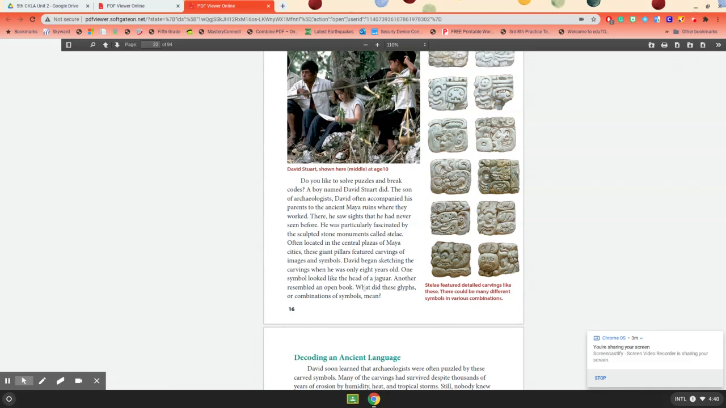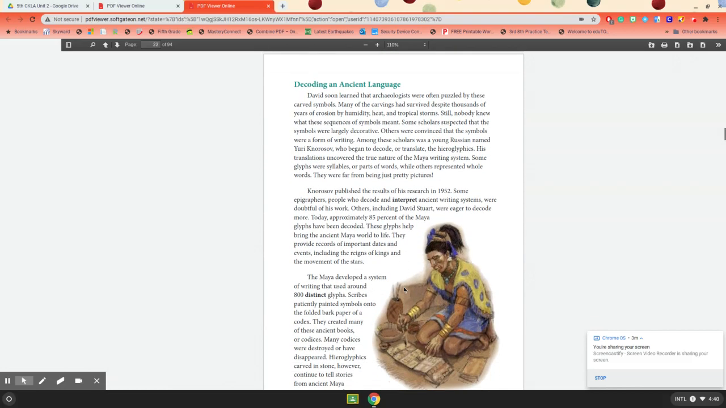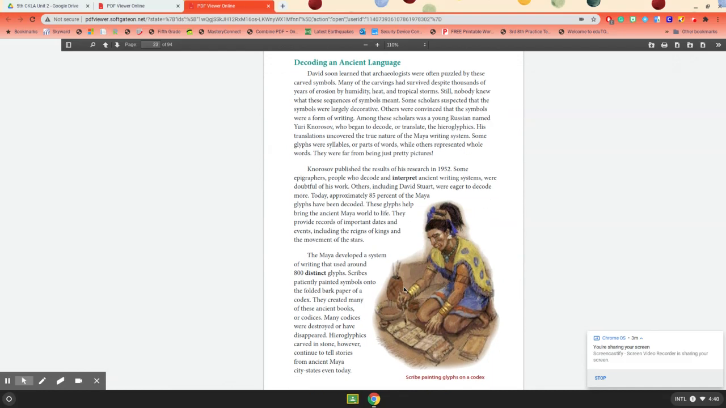Now, right here it says, what do those glyphs mean? Now, the word glyphs is a combination of symbols. You can decode it to make something. All right, now, decoding an ancient language. David soon learned that archaeologists were often puzzled by these carved symbols. Many of the carvings had survived despite thousands of years of erosion by humidity, heat, and tropical storms. Still, nobody knew what these sequences of symbols meant.